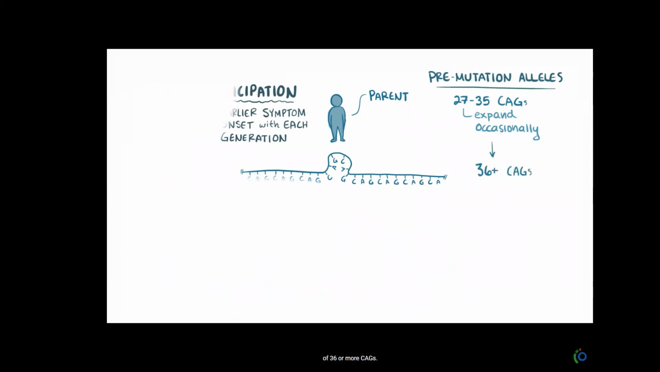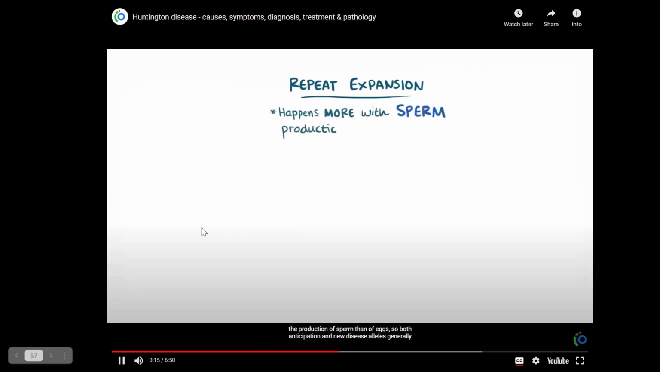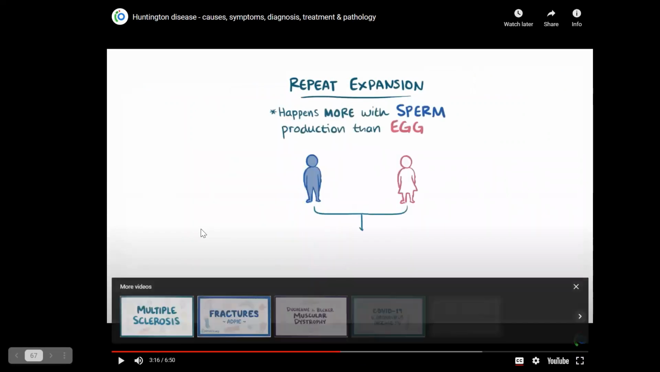Like we've mentioned, this process of adding more repeats is called repeat expansion, and it happens way more in the production of sperm than of eggs.